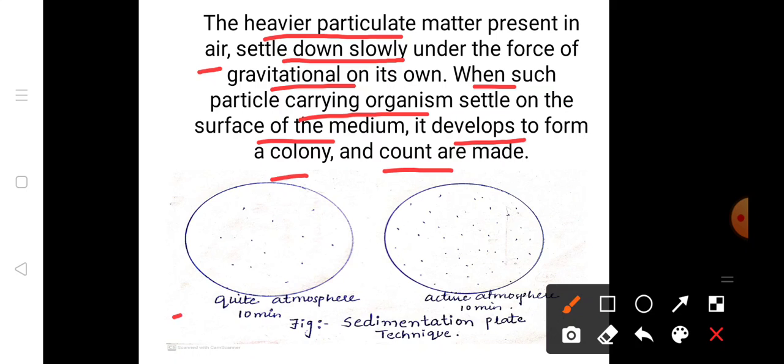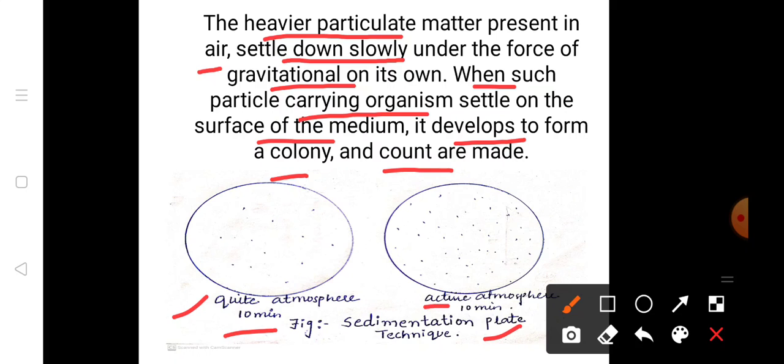For example, this is a figure of two agar plates. The first figure is of a quiet atmosphere. You can see the colonies that developed on the agar plate that was exposed to the quiet atmosphere for 10 minutes. We opened this plate for 10 minutes, but the atmosphere was quiet. Now the colonies developed on the agar plate were exposed to the active atmosphere.